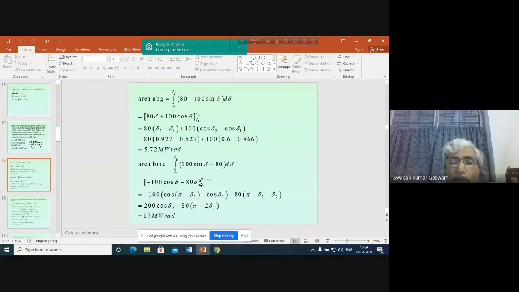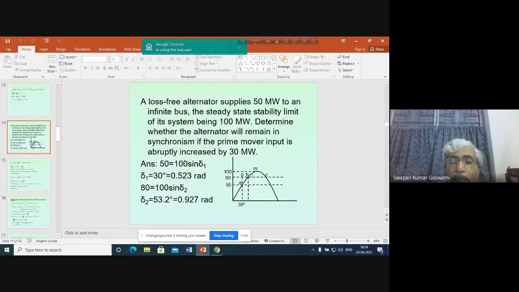Okay, delta 2 to pi minus delta 2, you integrate this, that is 17 megawatt radian. That means this total area is 17 megawatt radian. It indicates that this area is much larger than this area. It indicates that obviously the synchronous speed will be regained much before this point is reached. Somewhere here maybe the synchronous point is reached. So we can say that stability of the system will be maintained.